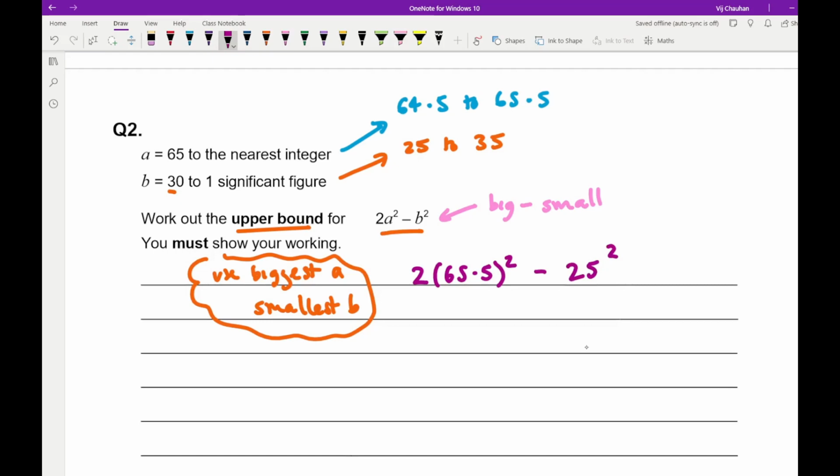Then if I type that all into my calculator, I'm going to get an answer of 7,955.5. And there we go. It's worth double checking: is there any rounding needed in the answer? No, so I'm going to leave my answer like that.